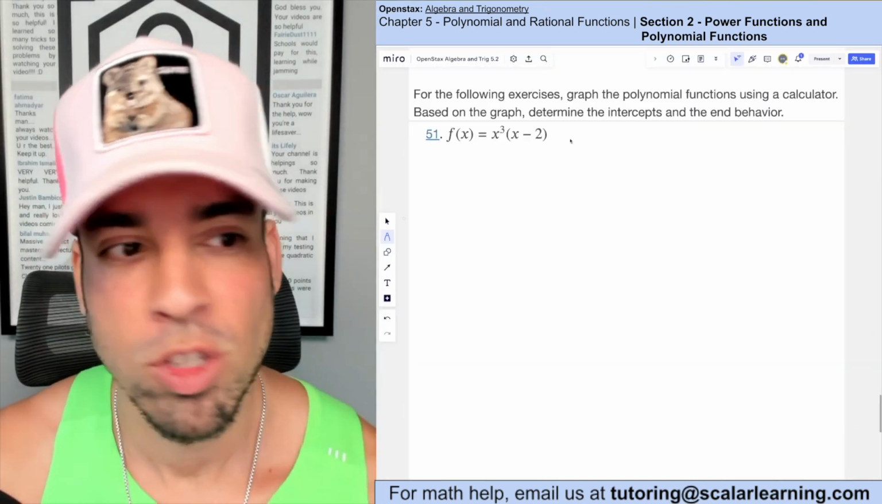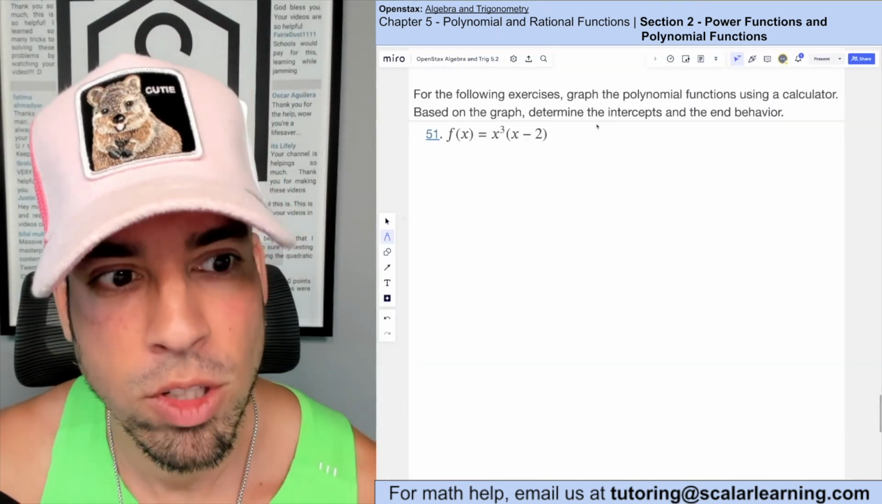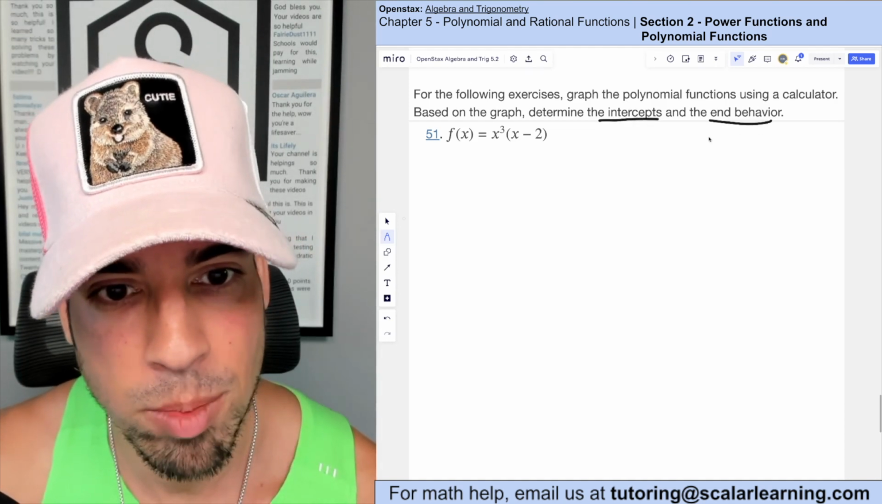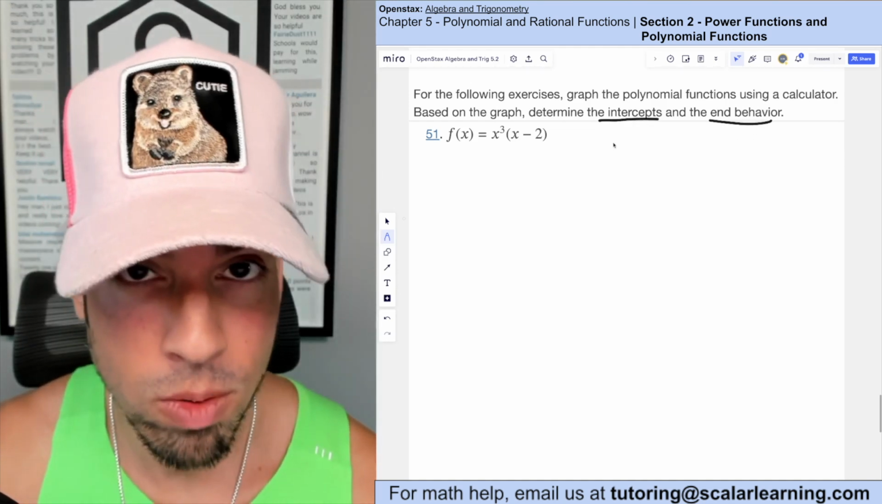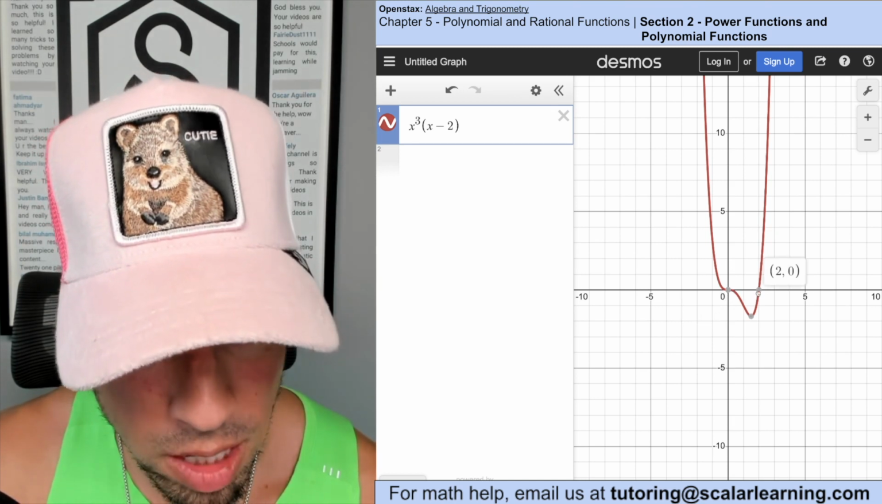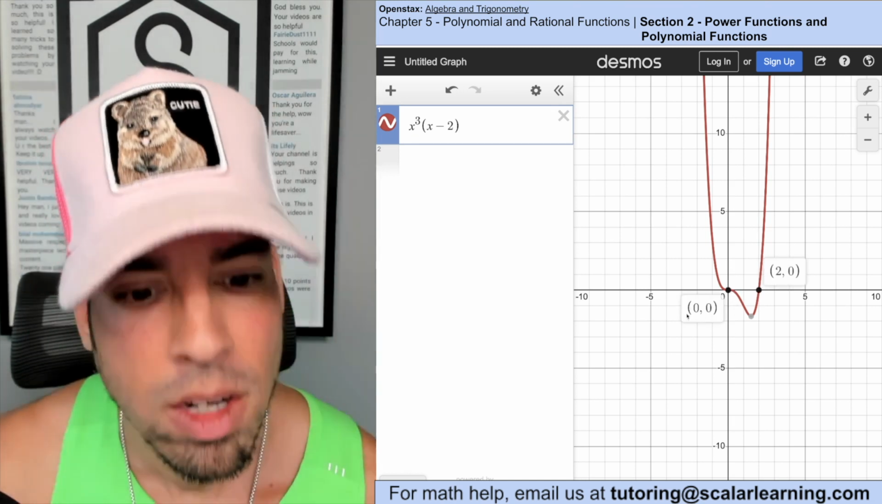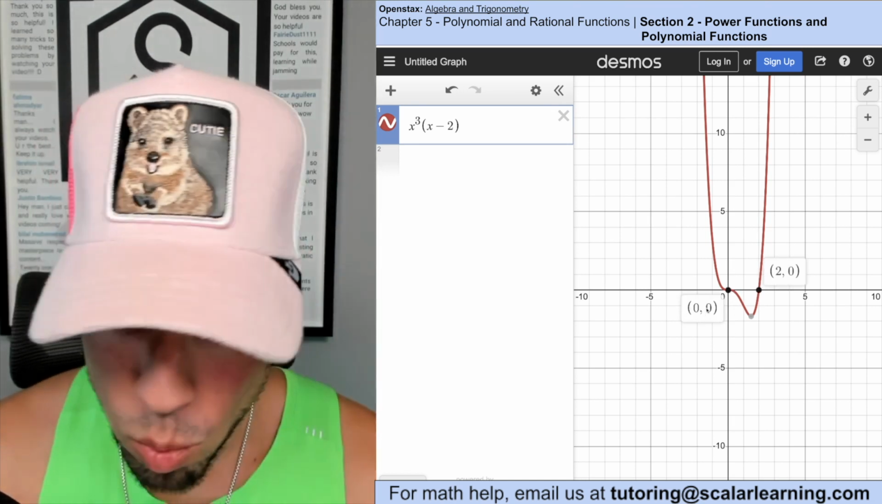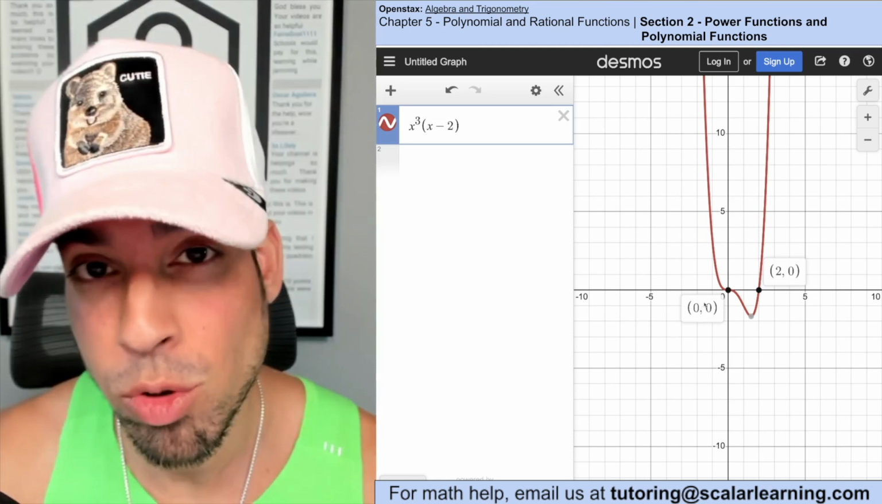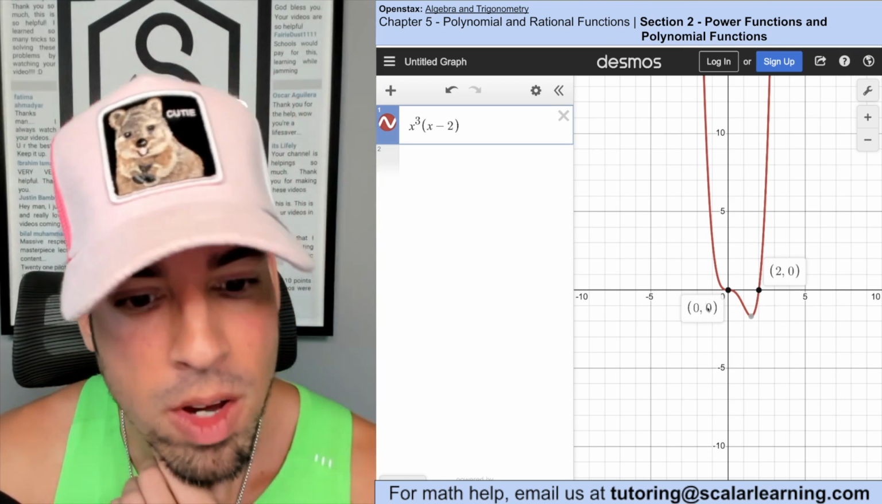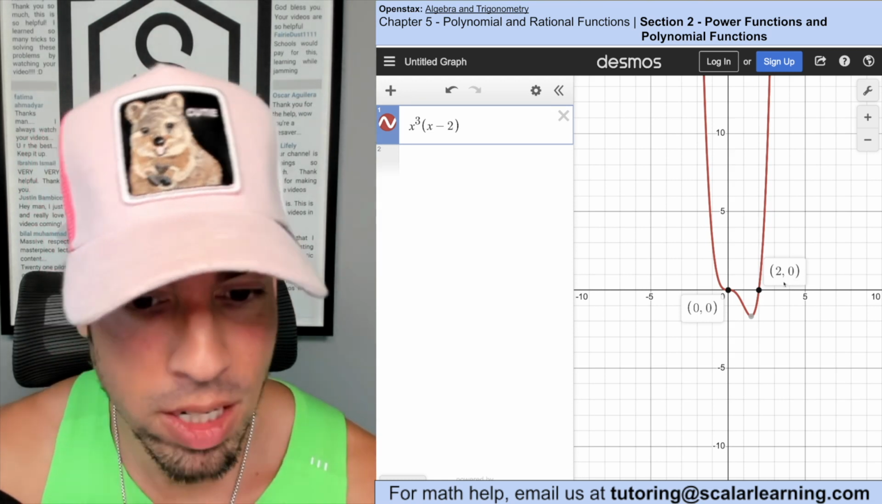So for this one, we're meant to use a graphing calculator and then based on the graph, determine the intercepts and the end behavior. So let's do that in Desmos now. So what we see here are the intercepts kind of marked out like this and this. So we've got an x and a y intercept of 0, 0, because again, when it goes through the origin, it's hitting both axes. And then we have an additional x-intercept at 2, 0.